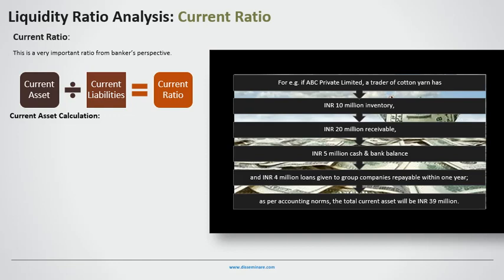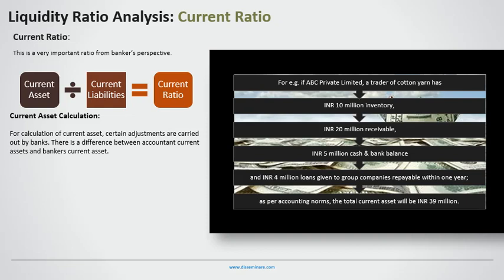The company has the following financials. Inventory of 10 million rupees. Receivables, 20 million rupees. Cash and bank balance, 5 million rupees. 4 million Indian rupee loans given to group companies, repayable within 1 year.